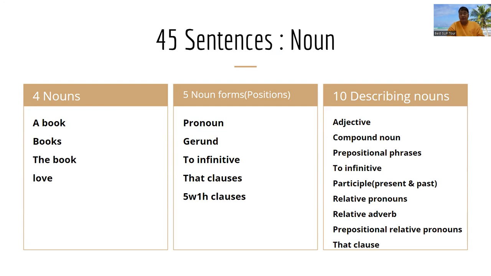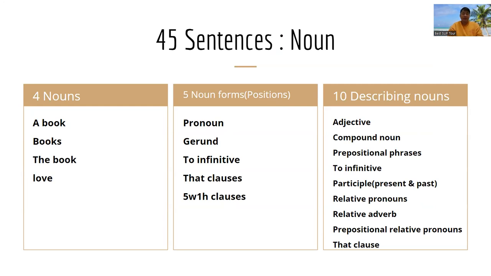Okay, the second is noun forms, just the noun positions. Instead of a noun, we can use a pronoun like he, we, I, you. And a gerund, like "knowing yourself is important." And a to-infinitive also, and a that clause, and a 5W1H clause can also be used in the position of the noun. So we can make sentences with the five noun forms, the five noun positions.